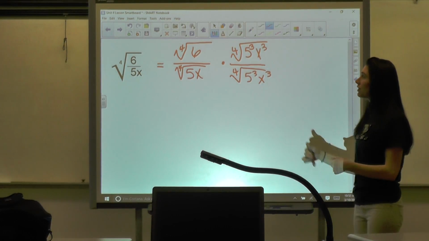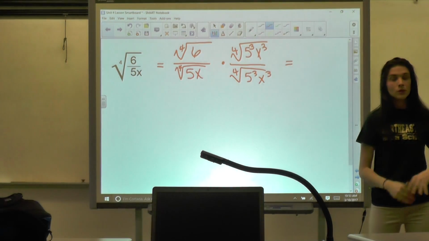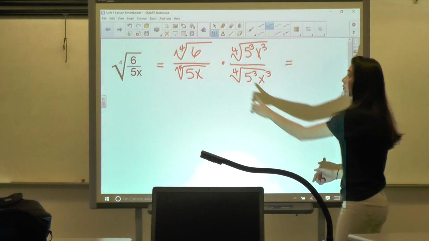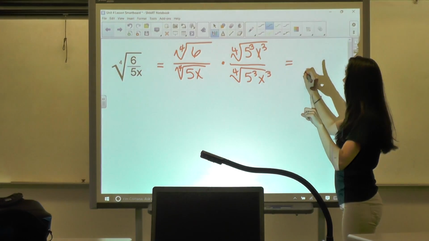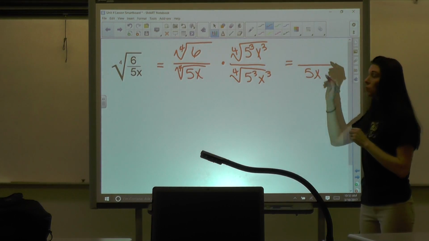What will you be left with on the bottom? Don't try to overthink it. You need 4 to bring out 1, correct? So bring out 1 5 and bring out 1 x. That is what is left on the bottom.